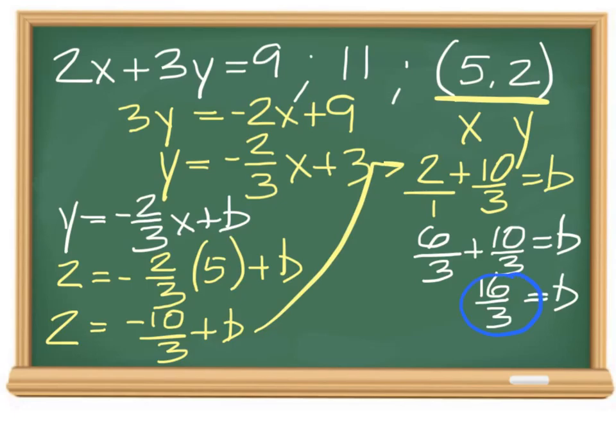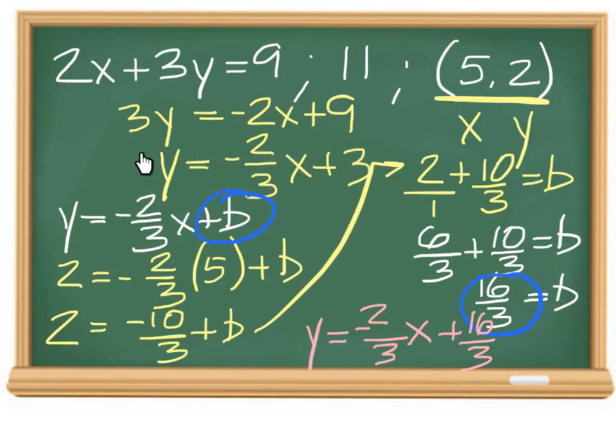So you're going to plug this in right here to get your final answer. And that final answer is going to be y equals negative 2/3 x plus 16/3. We will graph this one on the next page.